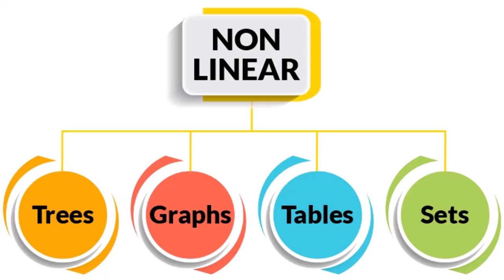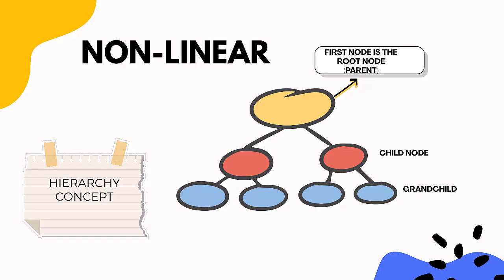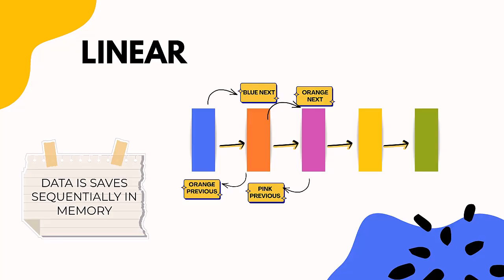These are non-linears. So if we look at the diagram, we can see that non-linear, they're saved in a hierarchy style, right? We have the parent and then we come down to the child nodes and stuff like that. However, in linear, it does not have a hierarchy. It's just one after another, right? So we have a previous and a next.